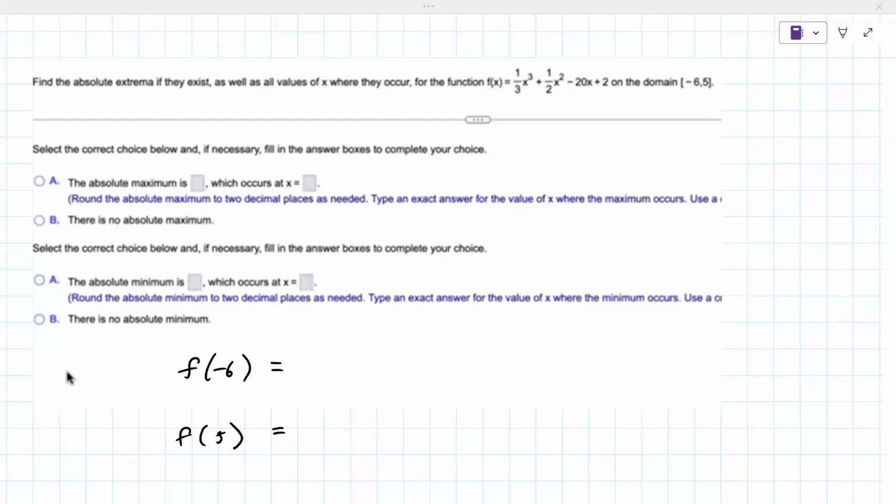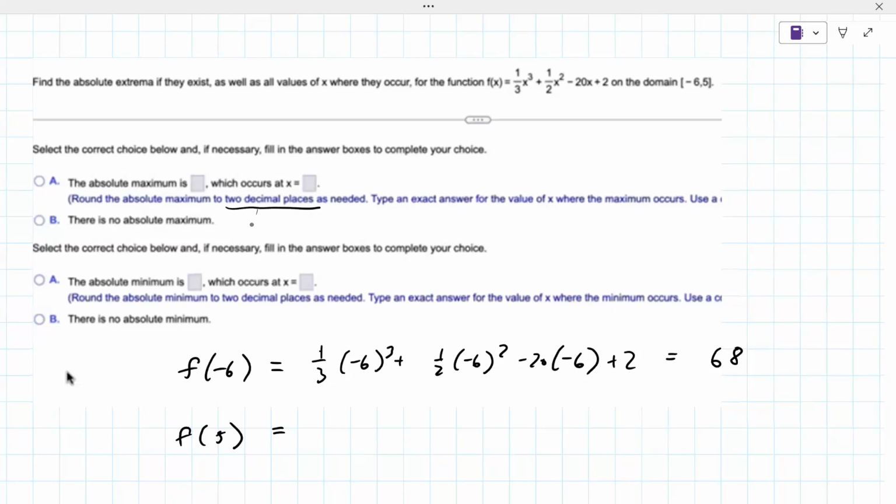So when it's giving the domain, that's what we put in for X. Yes, you're putting those two x values in. So it's 1/3 times -6 cubed plus 1/2 times -6 squared minus 20 times -6 plus 2. Again, I like you to check because I do make mistakes. Lately I've been very bad about making mistakes. This one says to round to two decimal places. That's important. This one ended up being -343.83. All right, that's thing one.